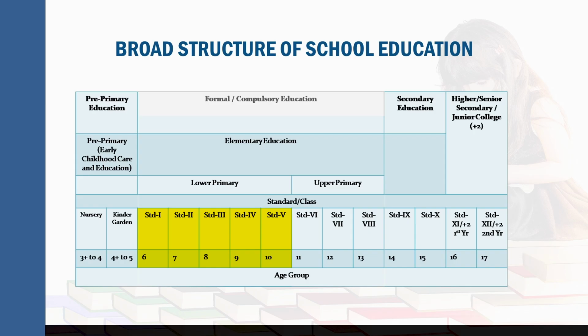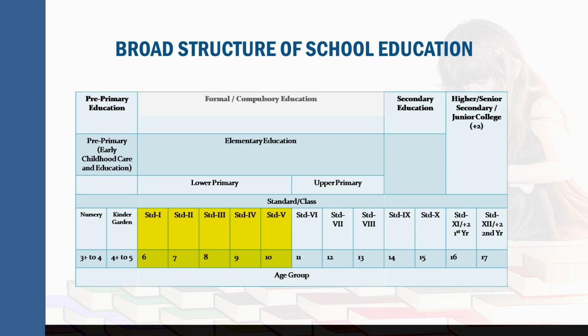And further, in the lower primary stage of education, which is a part of elementary education, 5 years of schooling is there, that is, it includes standard 1 or class 1, class 2, class 3, class 4 and class 5.